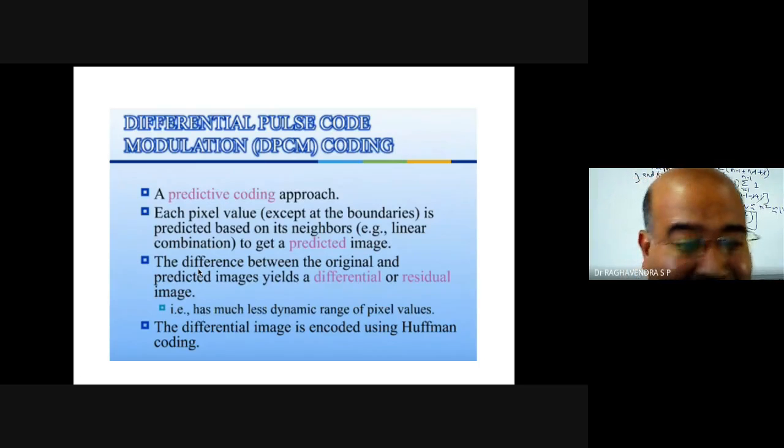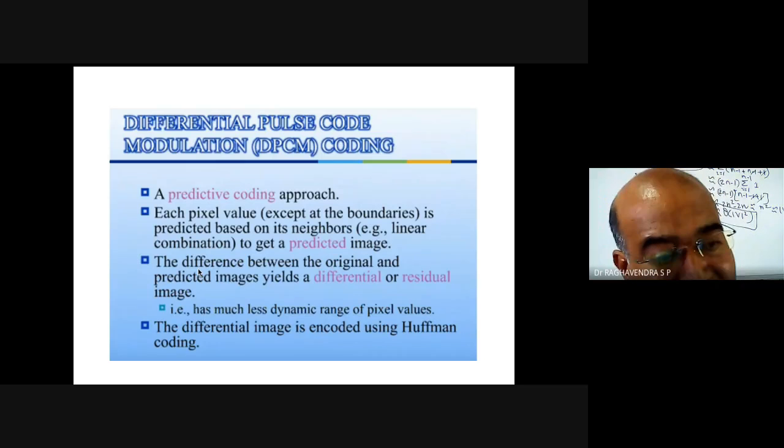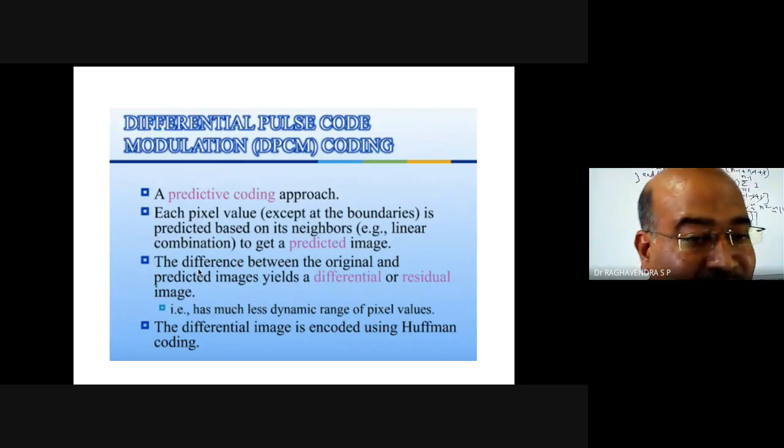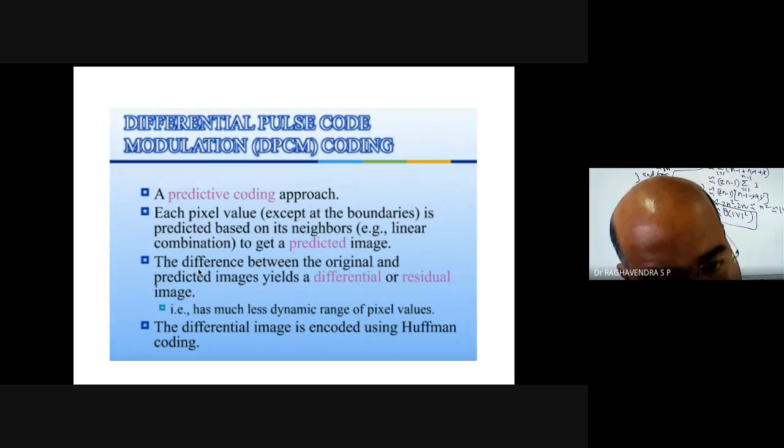But in the exam, if they ask, what you have to write is run length coding, difference coding, and if possible LZW coding. But DPCM I leave as a choice for you: either you can write or you can leave.